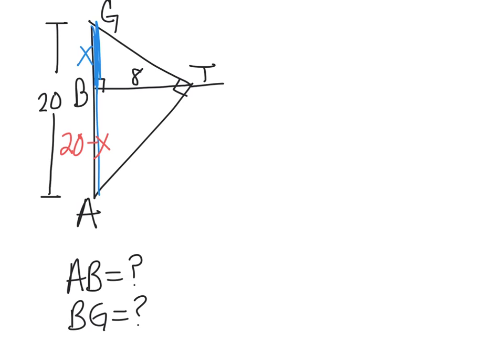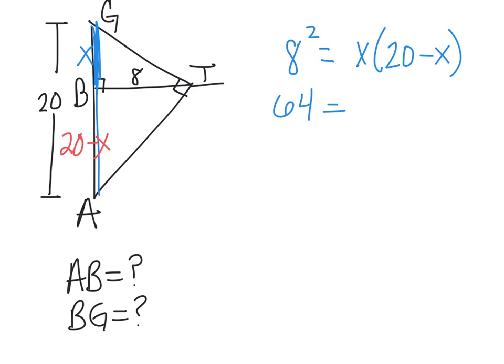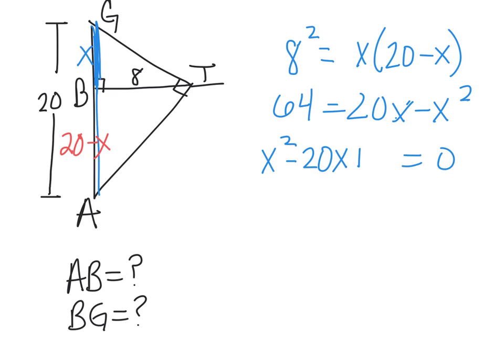So here's how we're going to set it up. 8 squared equals x multiplied by 20 minus x. So now we can solve this. 64 equals 20x minus x squared, and we once again have a quadratic. Yes. Get everything equal to 0. I'm going to move those over. x squared minus 20x plus 64.